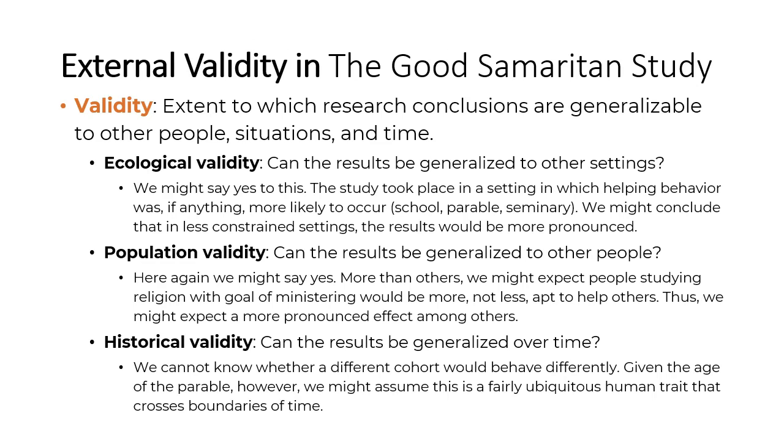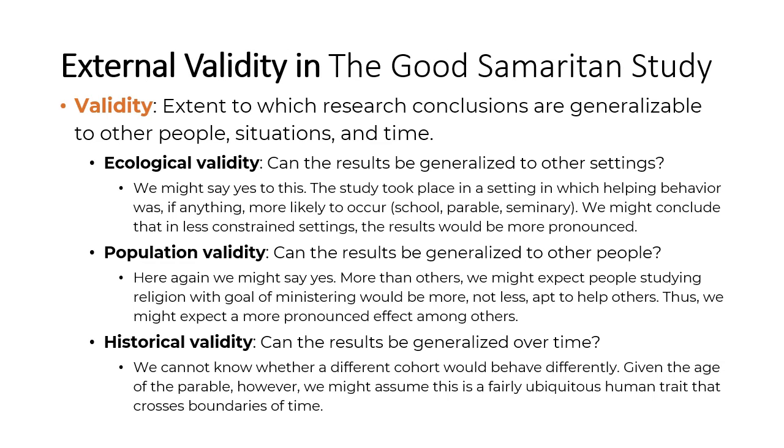And so the fact that it didn't occur even in this setting, we might conclude that in less constrained settings, the results would be more pronounced. The helping behavior might even be less likely to occur if there was a sense of urgency. So I think it's good with ecological validity. It took place in a natural setting too, their school, a field experiment. Population validity: can the results be generalized to other people? Here again, we might say yes.